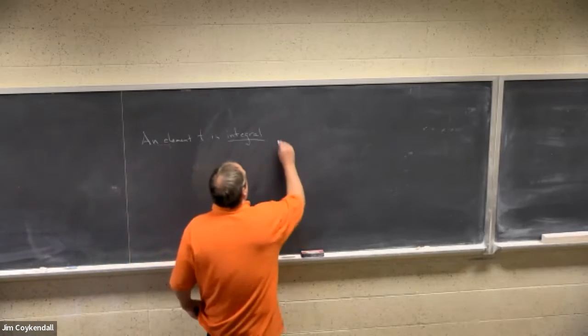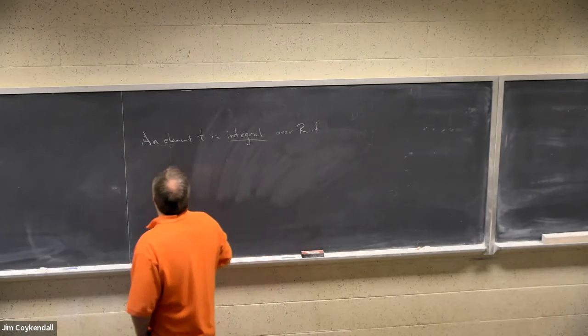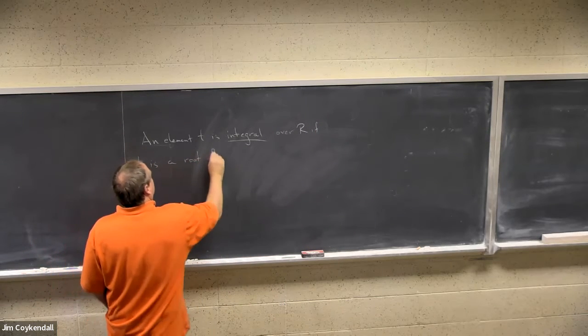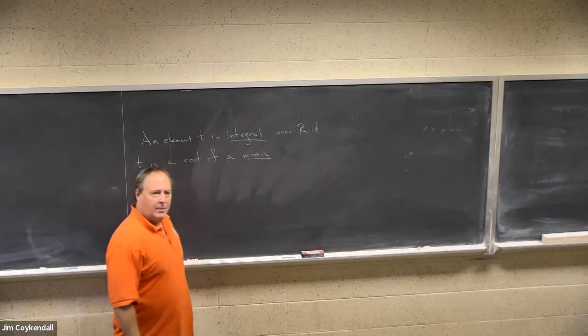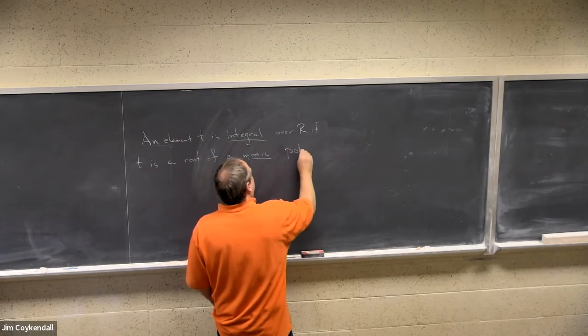Element T is integral over R. You know, T is a root of a monic polynomial. And we'll see in a moment why monic comes up.